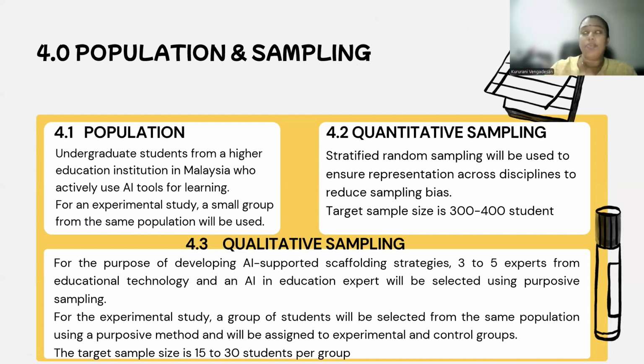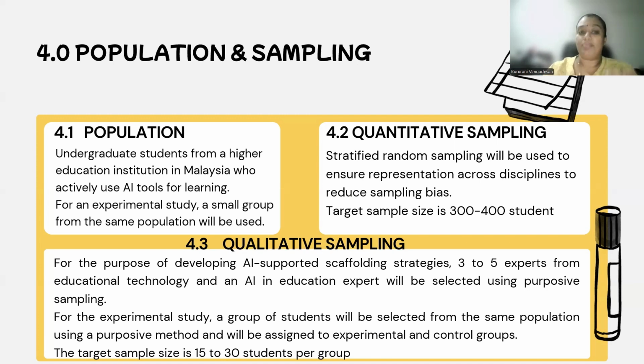For sampling, I'm going to explain in two parts: quantitative sampling and qualitative sampling. For quantitative sampling, stratified random sampling will be used to ensure representation across the disciplines and to reduce sampling bias. So the target sample is 300 to 400 students from higher education institutions across Malaysia.